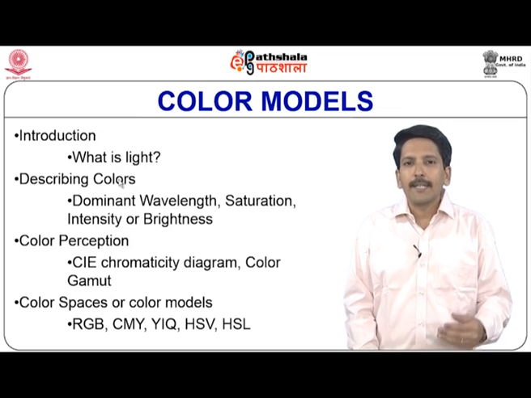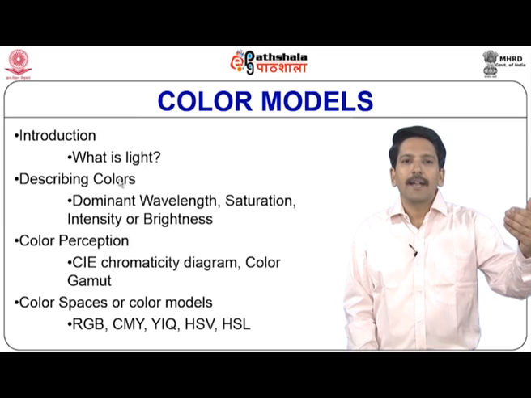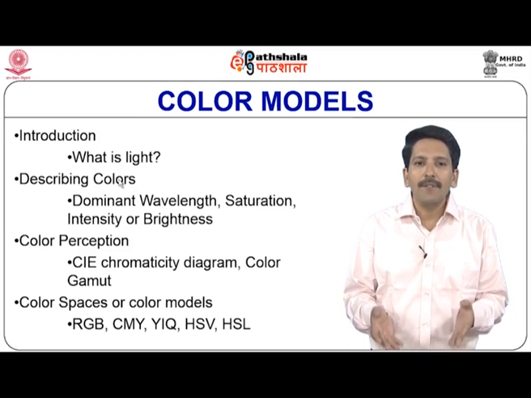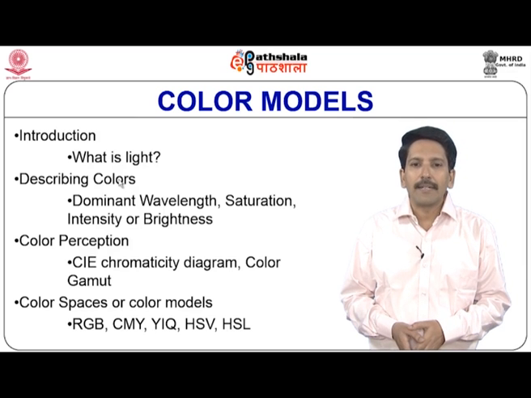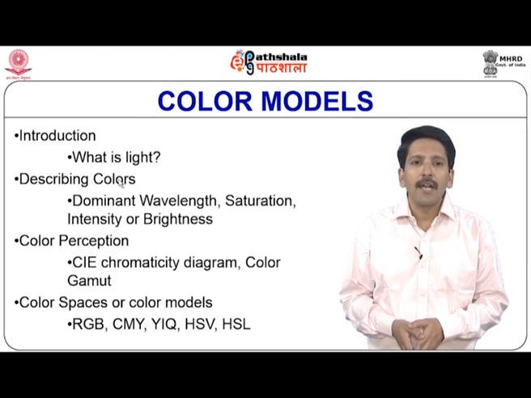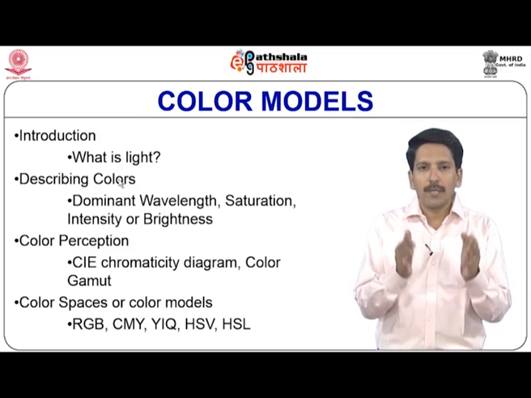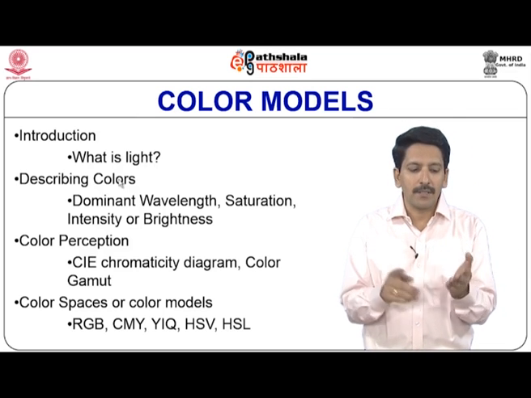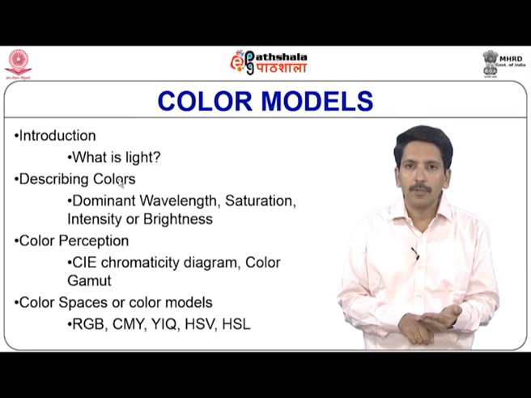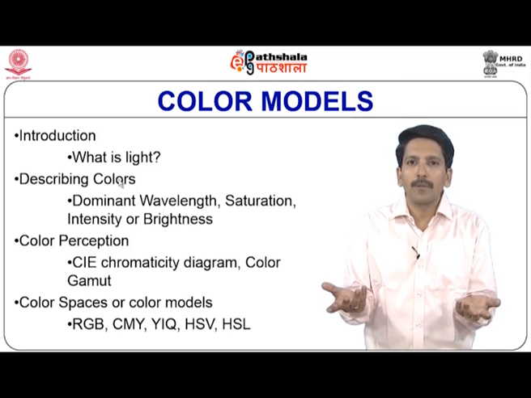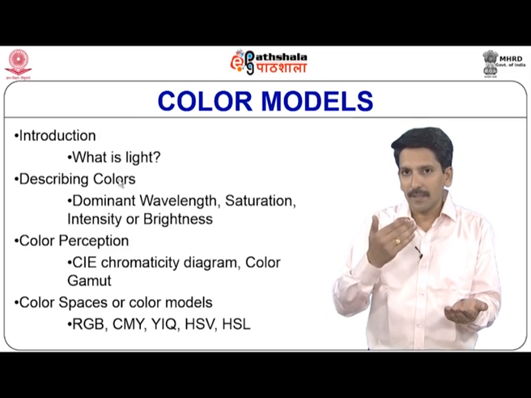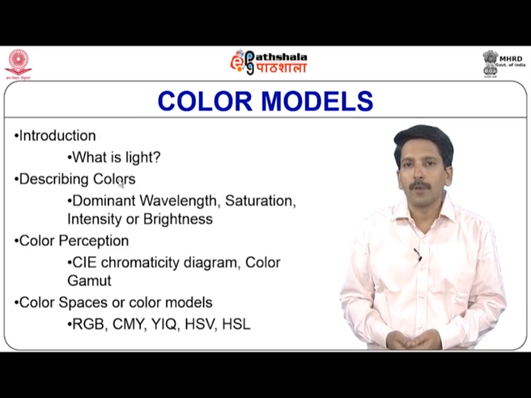So color, we can define as being made up of three attributes. One is the dominant wavelength or hue, the other is intensity or brightness, and the other is saturation. So a color can be defined with these three parameters. The dominant wavelength: wavelength of what? Here, wavelength is the wavelength of the light that is reflected and enters the human eye.